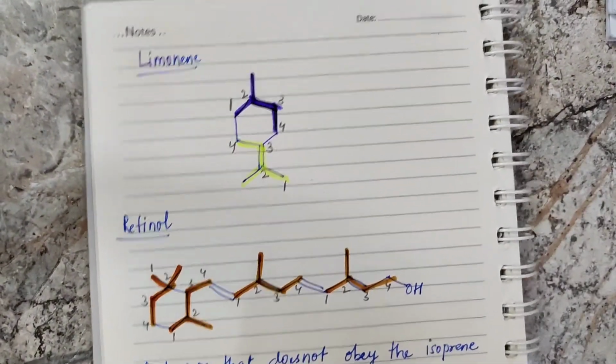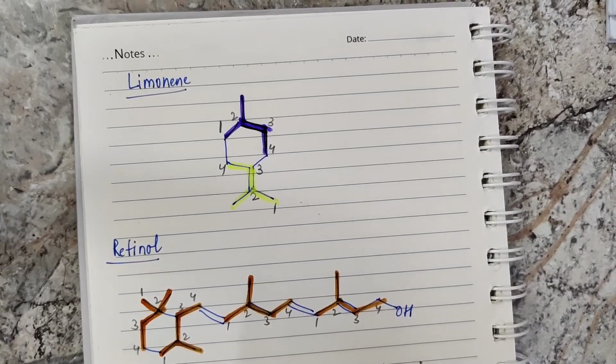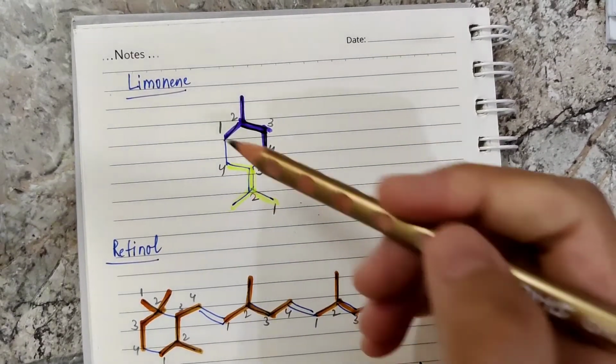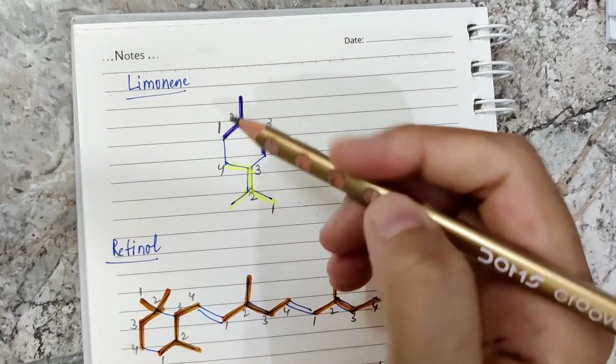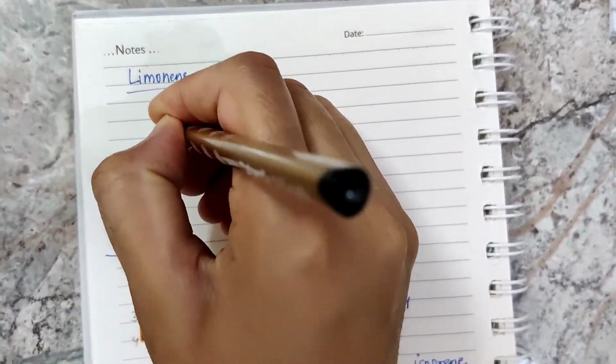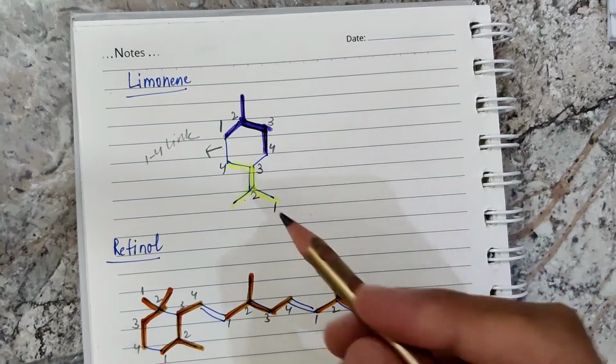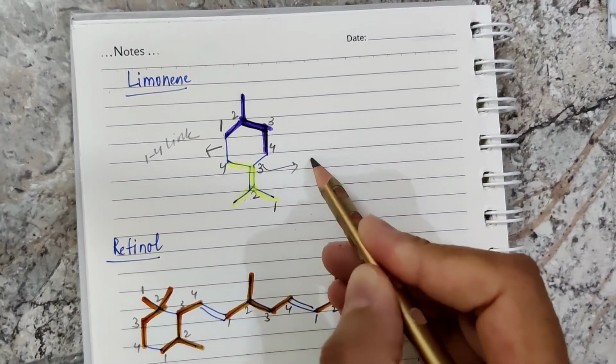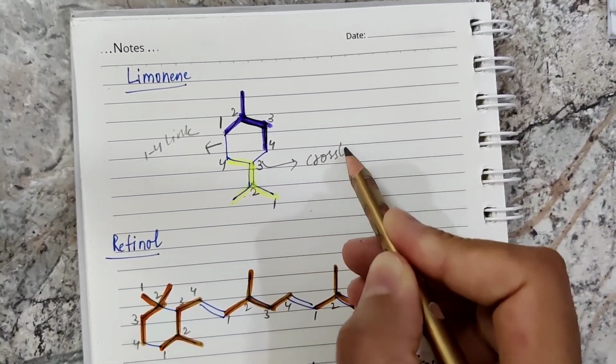If you see this cyclic compound limonene, in this also there is a 1-4 linkage. This is 1-4 link. This is 1-4 link and this is cross link.